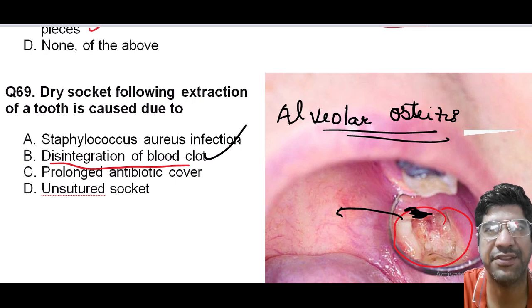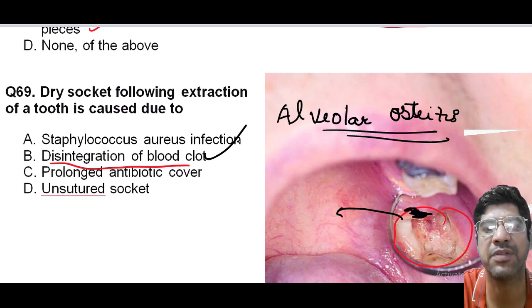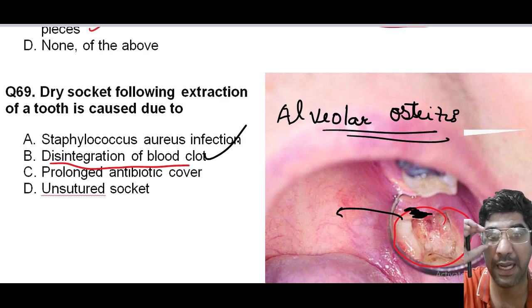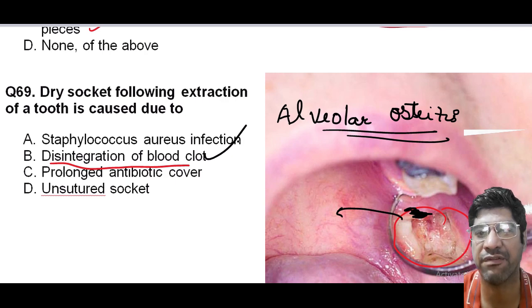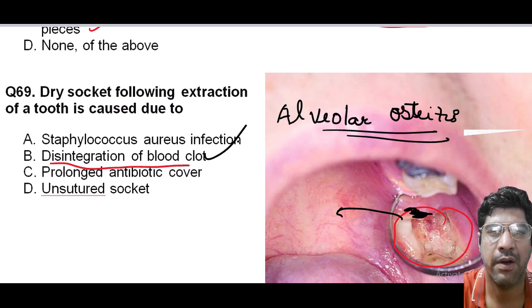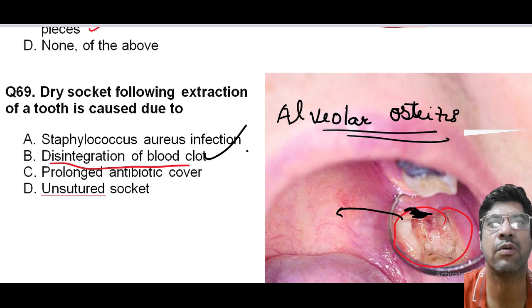The options like Staphylococcus aureus infection, while these bacterial infections can complicate the healing process after wound healing, dry socket is primarily associated with loss or disintegration of the blood clot. It is not typically caused by prolonged antibiotic cover or an unsutured socket. So answer is definitely B.